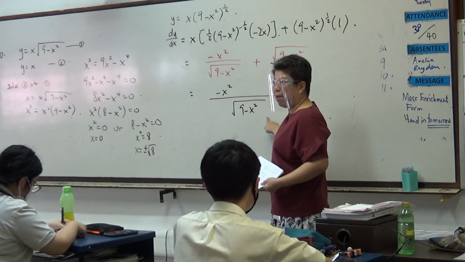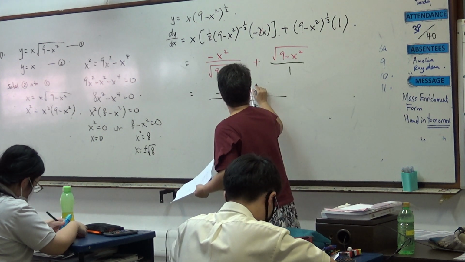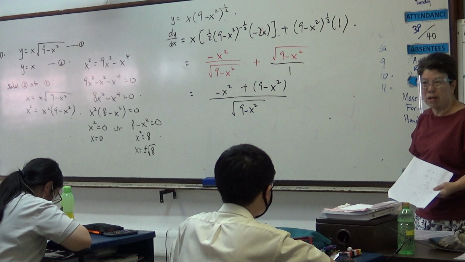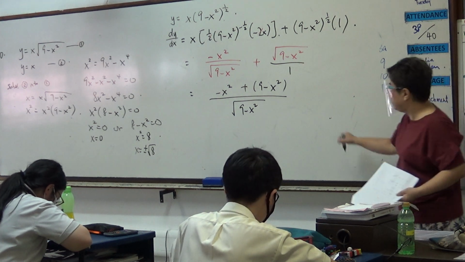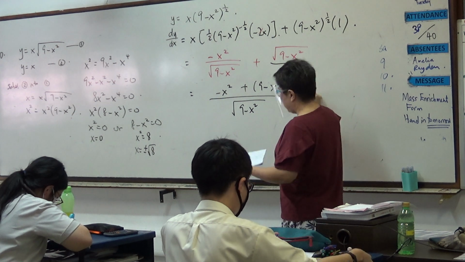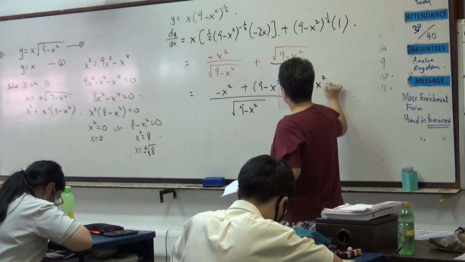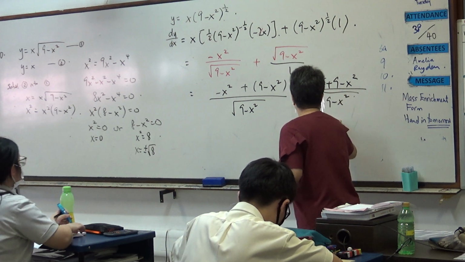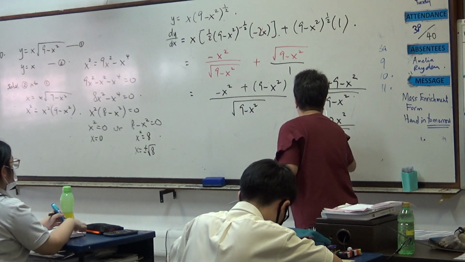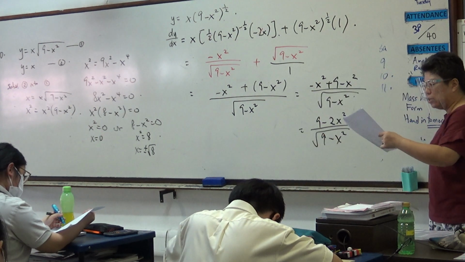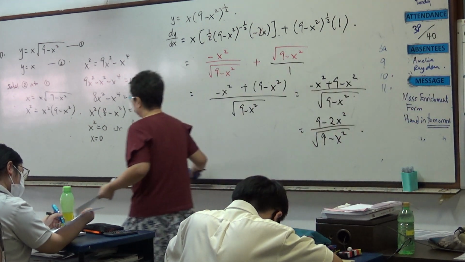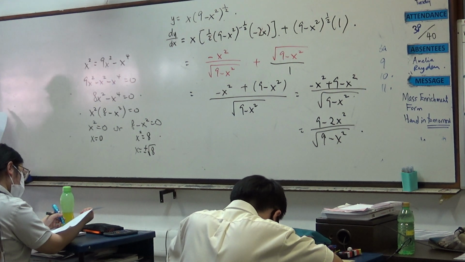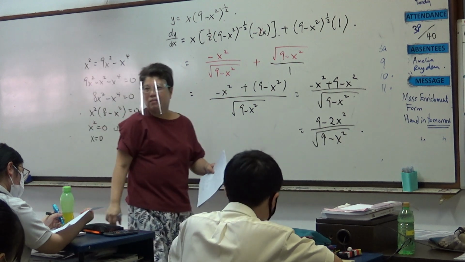This one divided by this is this one, right? This one times this one, I'm left with this one, right? Correct now. Yes or no? This one times the same thing is this one, right? So final answer, minus x squared plus 9 minus x squared over square root of 9 minus x squared. So 9 minus 2x squared over the square root. This is my gradient function. Have I finished? Not yet.